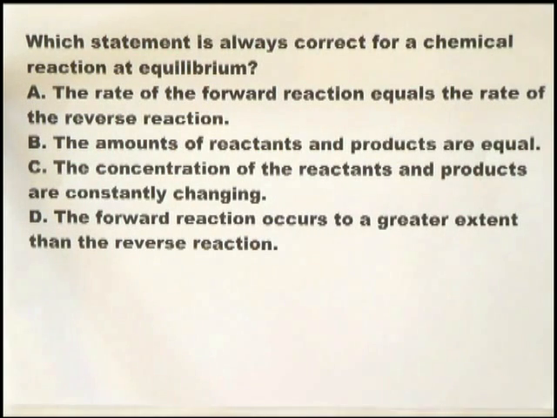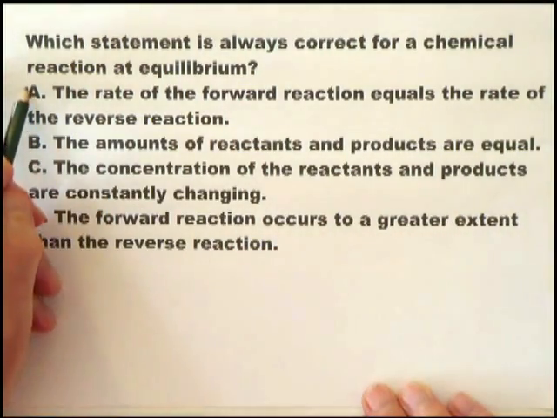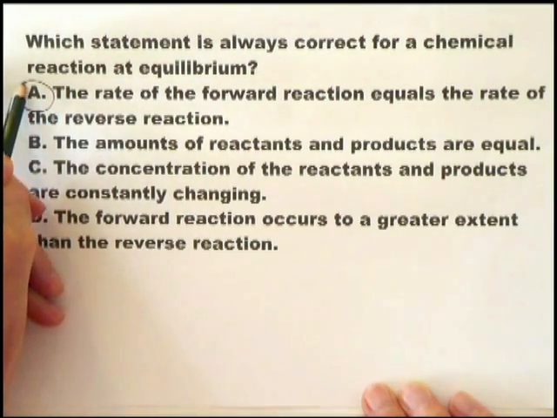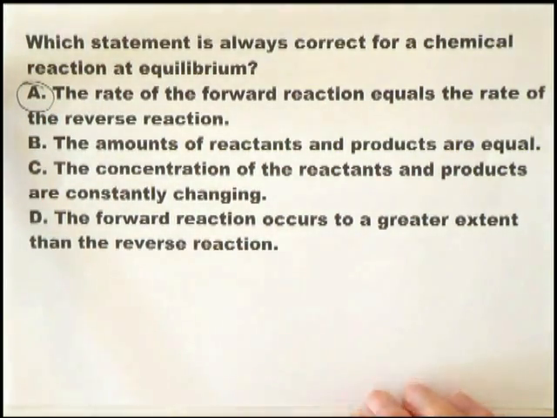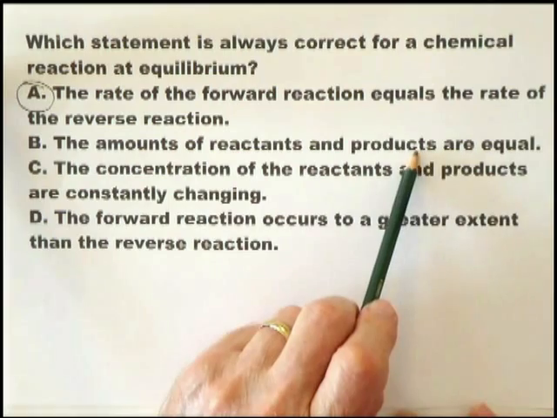Given what we said in the previous example, it becomes clear that the rate of forward reaction equals the rate of the reverse reaction, and that must be true at equilibrium. That is the only way the equilibrium constant can remain constant. The rate of forward reaction equals the rate of the reverse reaction. And the amounts of reactants and products are equal?